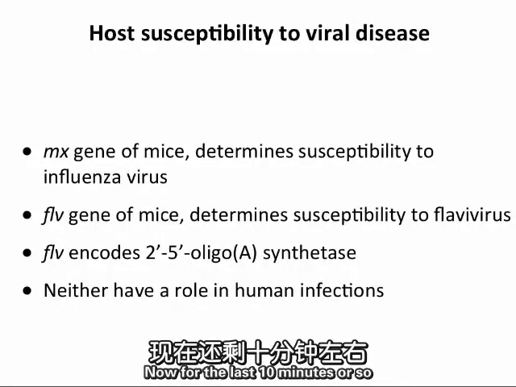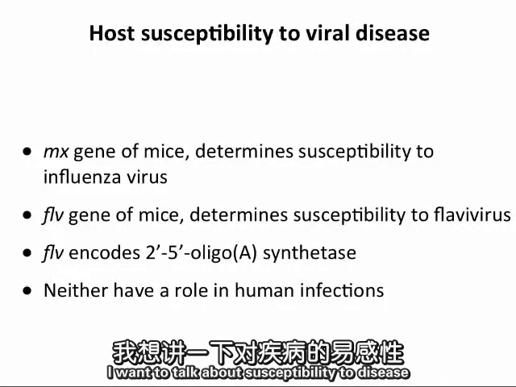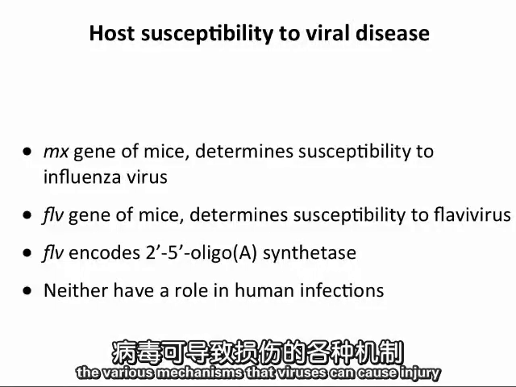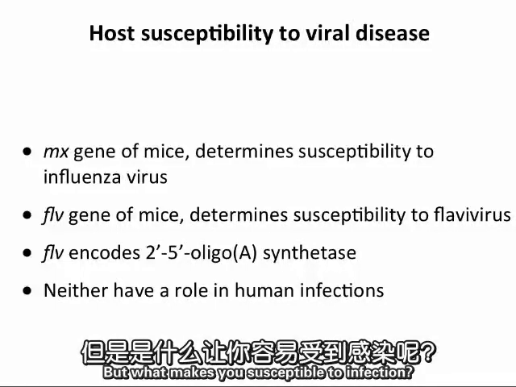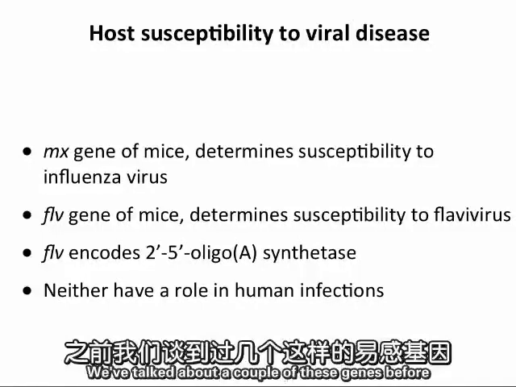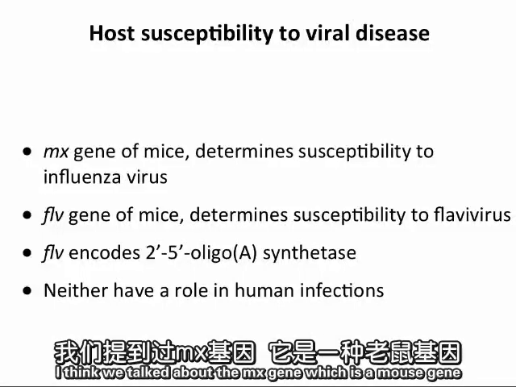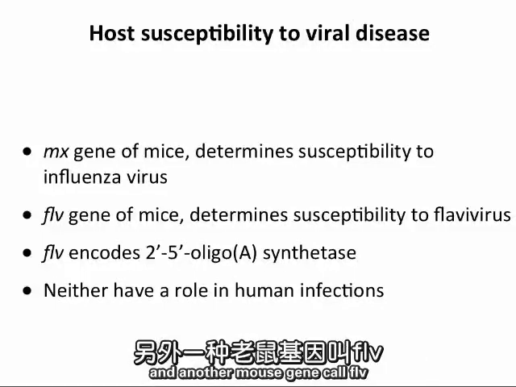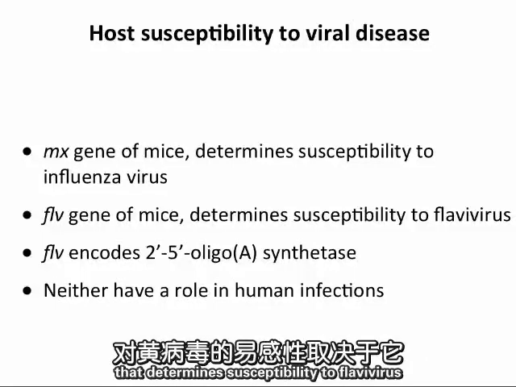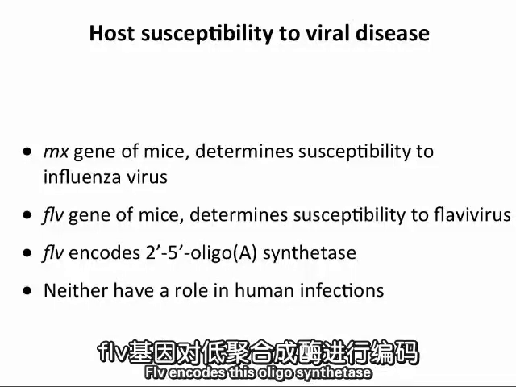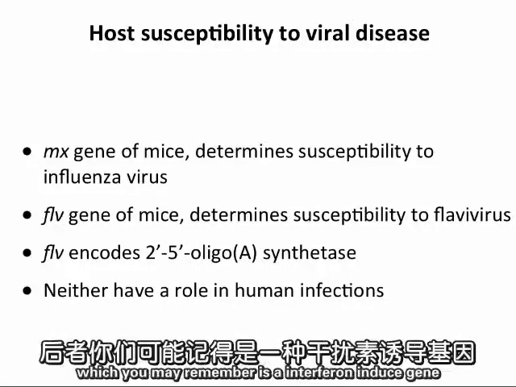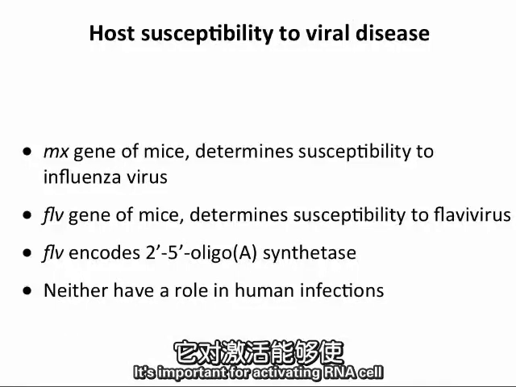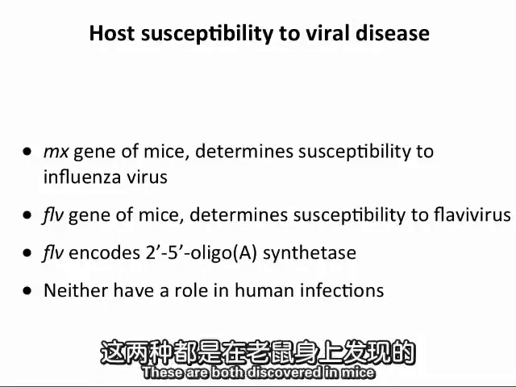Now, for the last 10 minutes or so, I want to talk about susceptibility to disease. We've talked about the various mechanisms that viruses can cause injury, but what makes you susceptible to infection? We've talked about a couple of these genes before. I think we talked about the MX gene, which is a mouse gene that determines susceptibility to influenza viruses. Another mouse gene called FLV determines susceptibility to flaviviruses. FLV encodes this oligo-A synthetase, which you may remember is an interferon-induced gene. It's important for activating RNase L that degrades viral genomes.